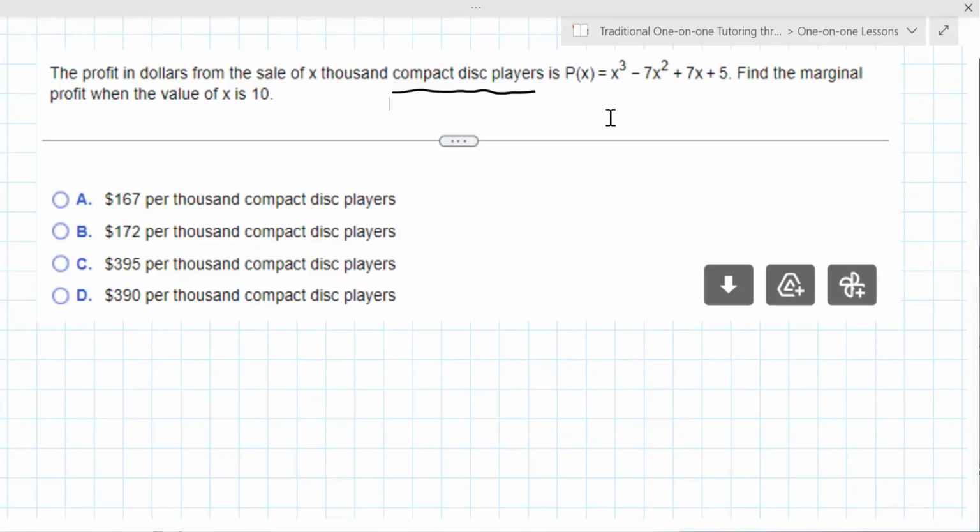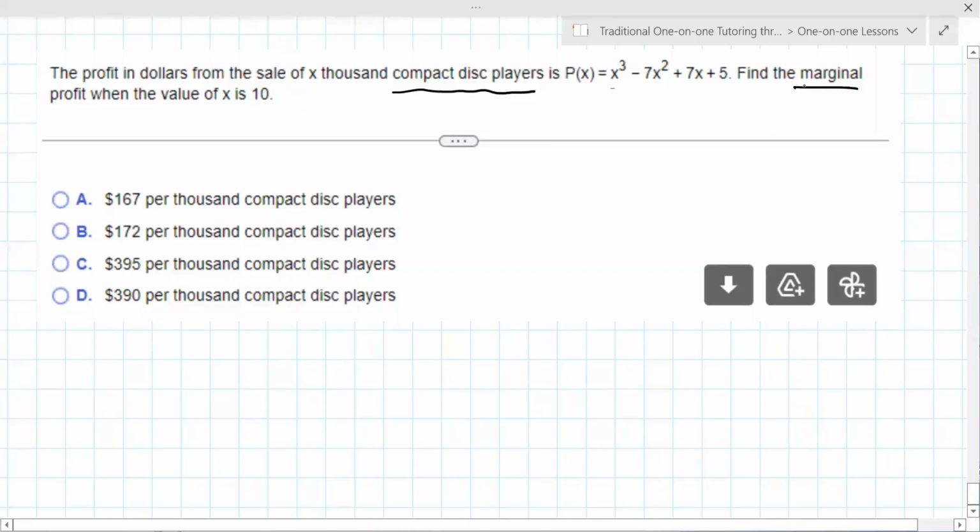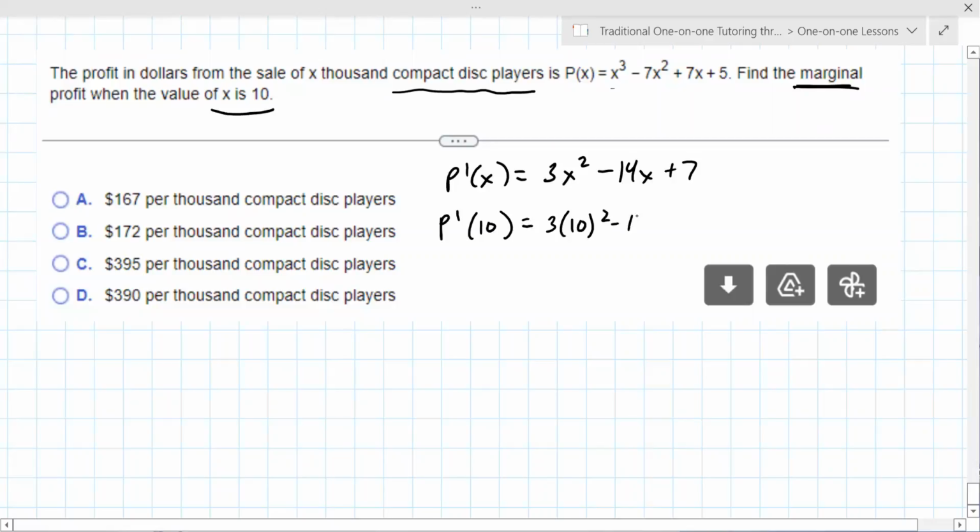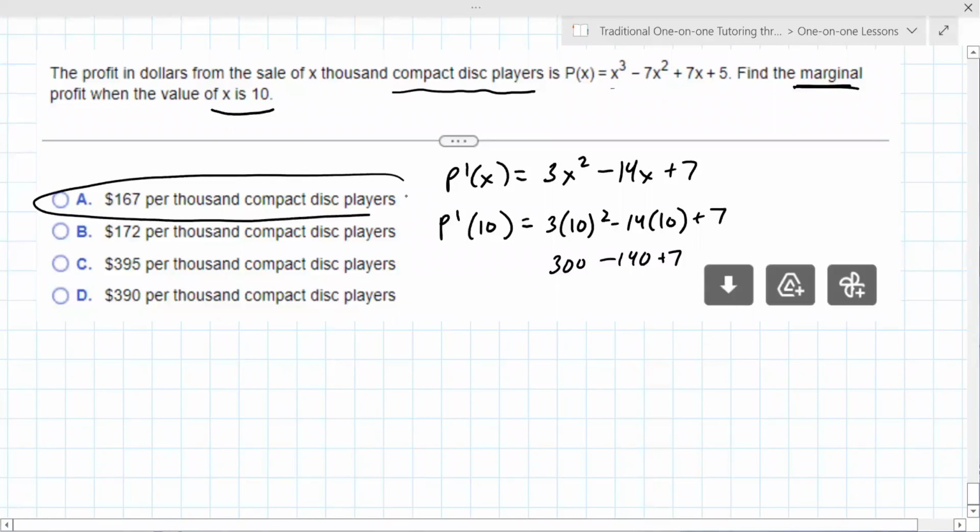Okay, so they give you this function for marginal profit, and this is a business calculus thing. Marginal means derivative. Marginal means slope. Marginal means take the derivative of this function. So your derivative is 3x squared minus 14x, 2 times 7 is 14, plus 7. And then they want you to evaluate when x is 10. So 3 times 10 squared minus 14 times 10 plus 7. That's 300 minus 140 plus 7. And that's $167 per thousand of these devices.